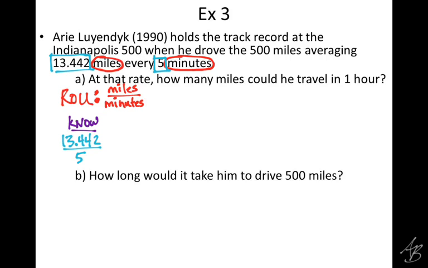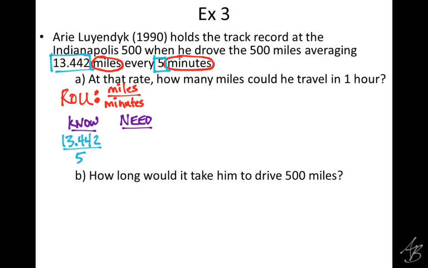The other ratio that we're going to write involves something that we're trying to find, something that we need to find here. But we do know one thing. Now, this one's a little tricky. But let's look at the question for part A. It says, at that rate, how many miles could he travel in 1 hour? So what does this part of the problem tell us? Does it tell us a number of miles or a number of minutes? The number of miles. It gives us minutes, right?